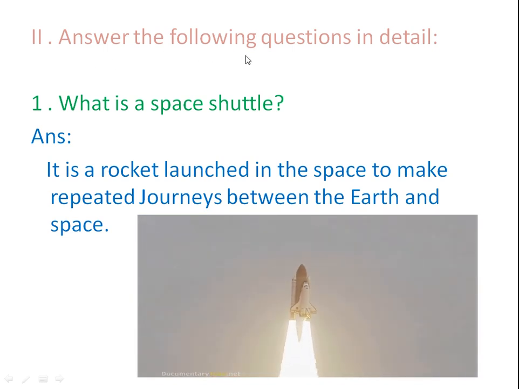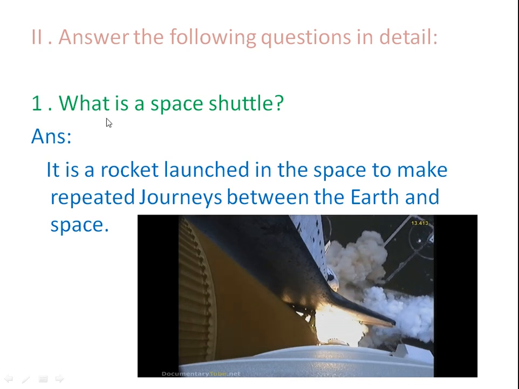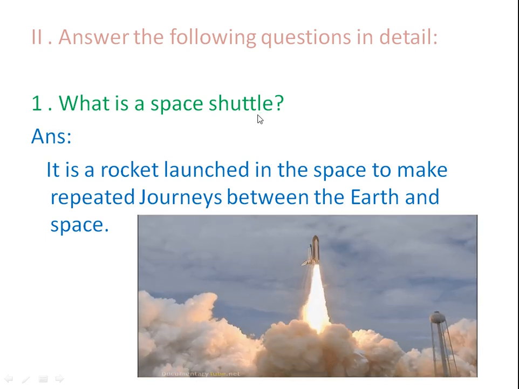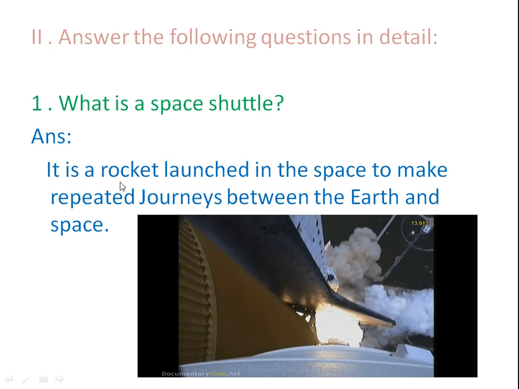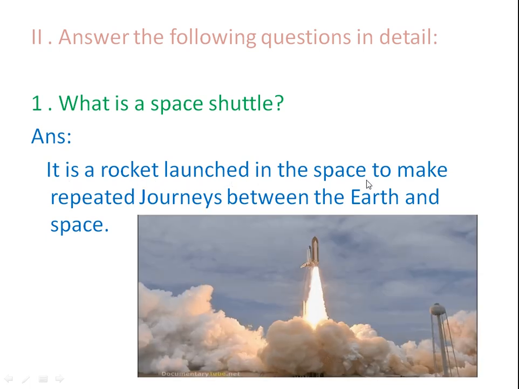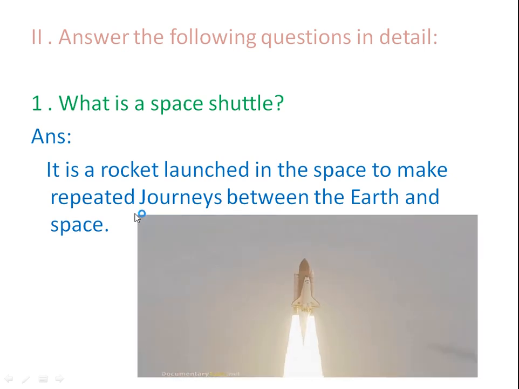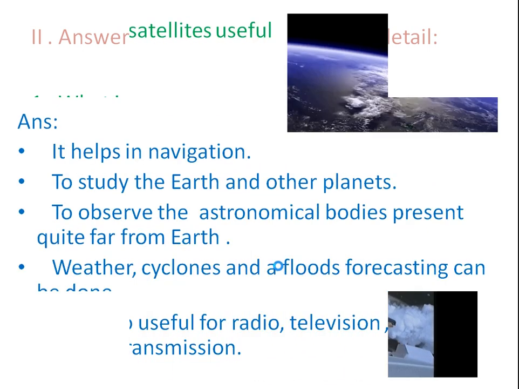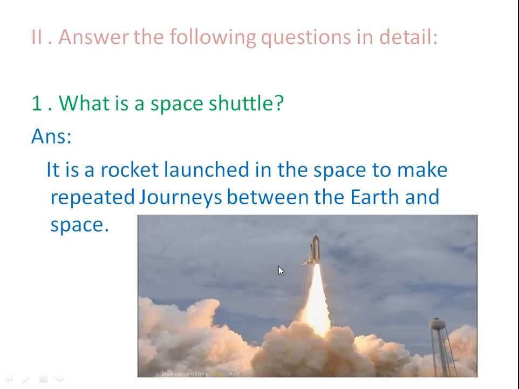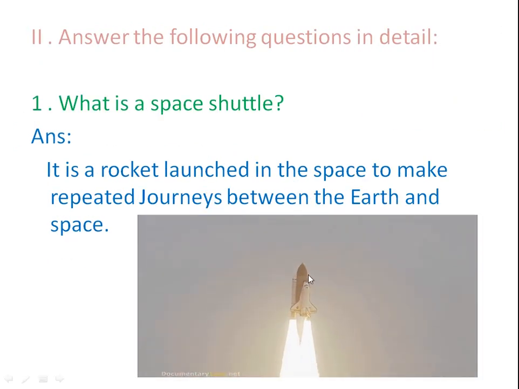Second one, answer the following questions in detail. See the first question. What is a space shuttle? See, this picture is an example of the space shuttle. Okay, see the answer here. It is a rocket launched into space to make repeated journeys between the earth and space. That we call a space shuttle.